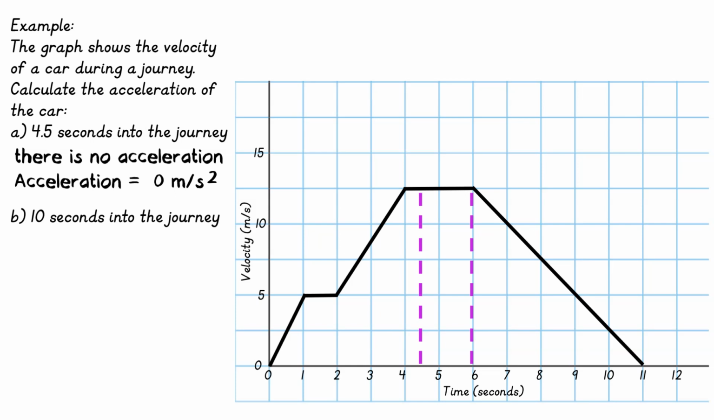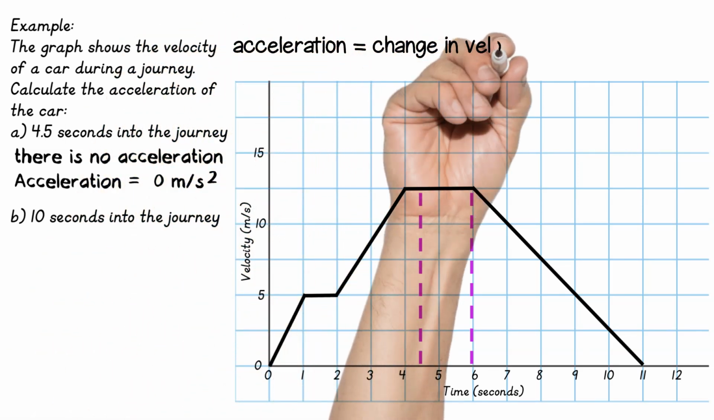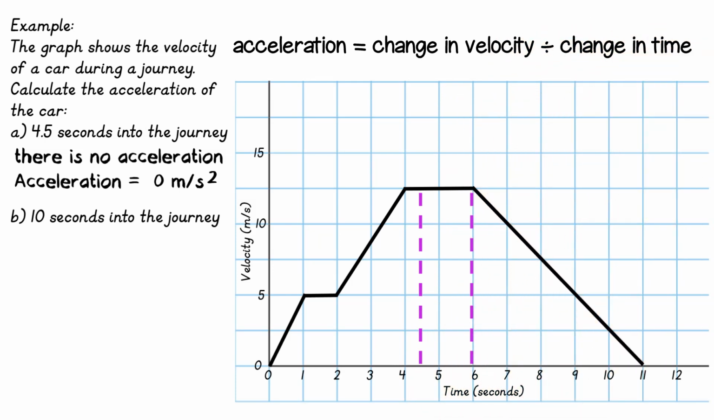Part B is 10 seconds into the journey. Now I've done a second dotted line there because that's where the slope starts to go down, and it ends at 11. So I'm basically looking for the gradient. Remember, the acceleration is the change in velocity over time, or the rise over the run. So looking at the height of that sort of triangle I've made, the height is 12.5, and then if you go across, we're going to look at the time between 6 and 11 seconds. So let's work out the change in velocity, let's write down the change in time, and then we'll be able to divide them to find the acceleration.